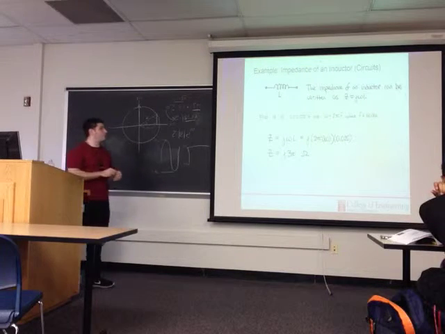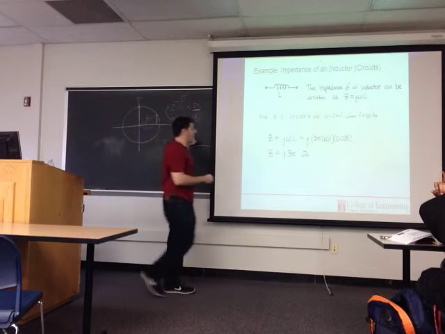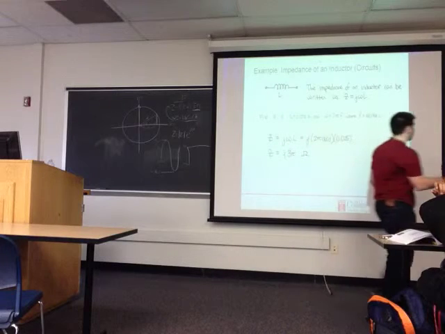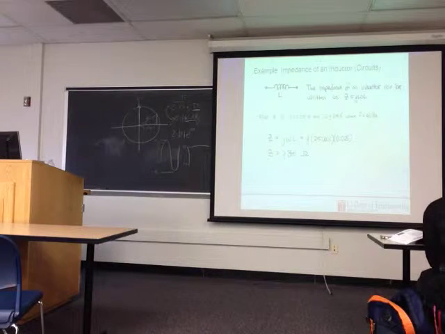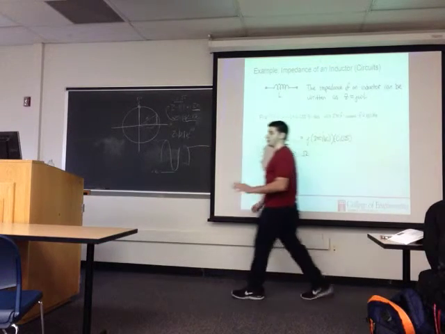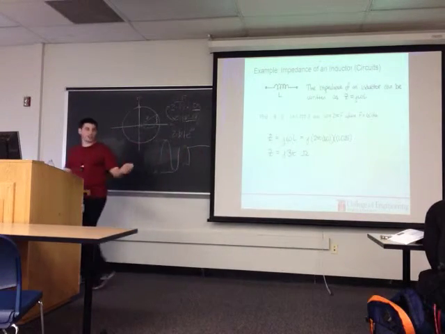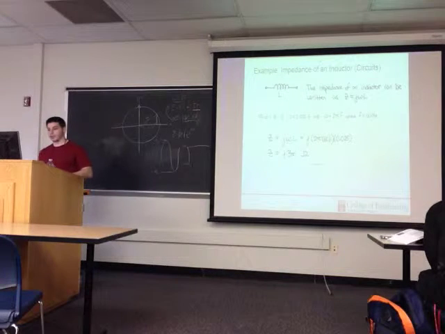If we wanted to represent this in rectangular form, we could write this out as Z equals 0 plus J of 3 pi, right? 3 pi ohms. I don't know if it asks us, but that's how we would represent it in the rectangular form.